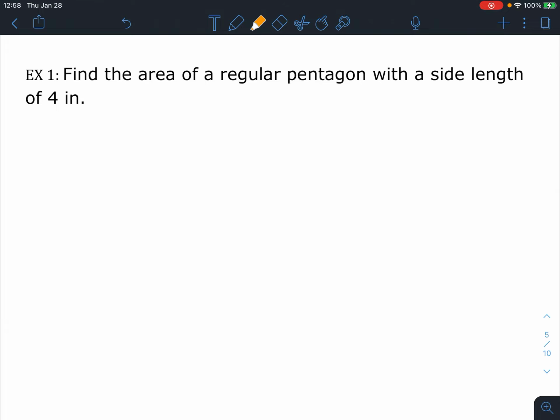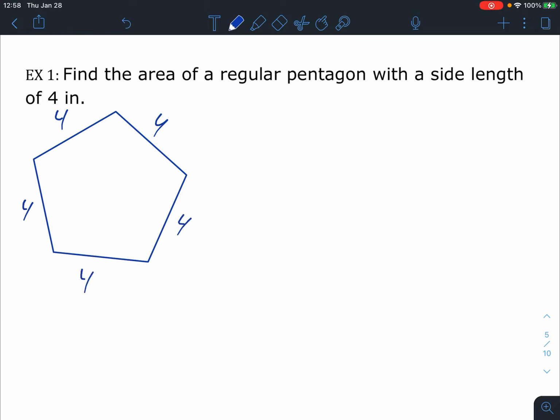So example 1 says, find the area of a regular pentagon with side length of 4. So let's start by drawing a pentagon. We know a pentagon has 5 sides. And we also know that this pentagon has side lengths of 4.